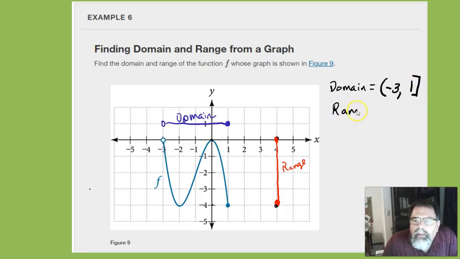And then our range goes from -4 up to 0. We're looking at the y values, right? So this is 0. This is -4 on the y values. Remember you do it from the smallest to the largest, so -4 to 0. And then they're both included, so brackets. -4 to 0.